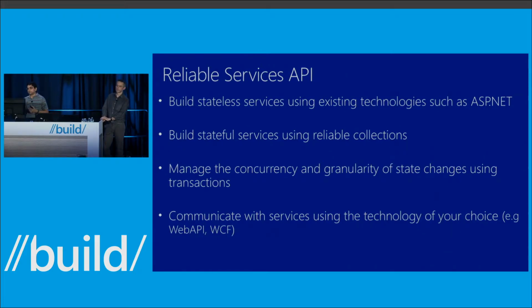So in the actor APIs, we talked about how there was turn-based concurrency, and any changes that you make to your state get saved at the end of the method. Well, using the reliable collection API in the reliable services API will give you more control in terms of managing the concurrency as well as the granularity of your update.